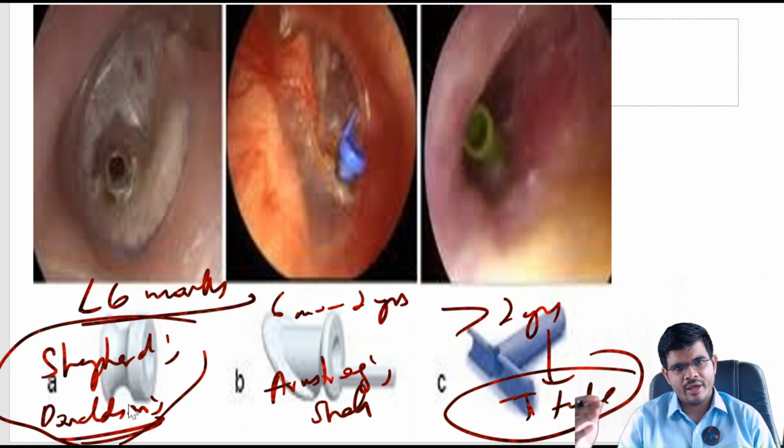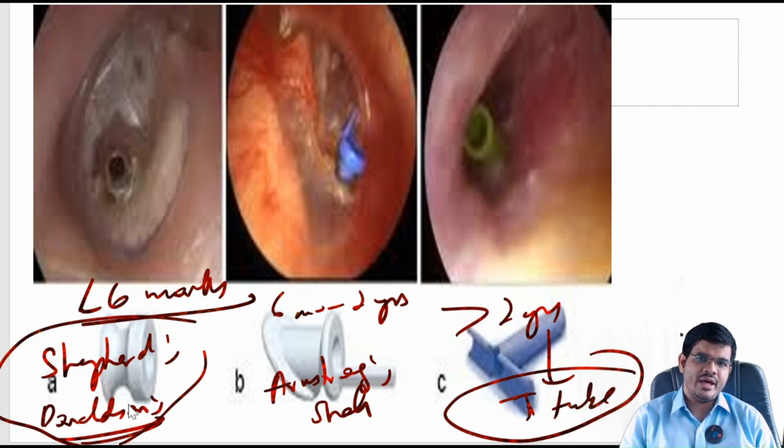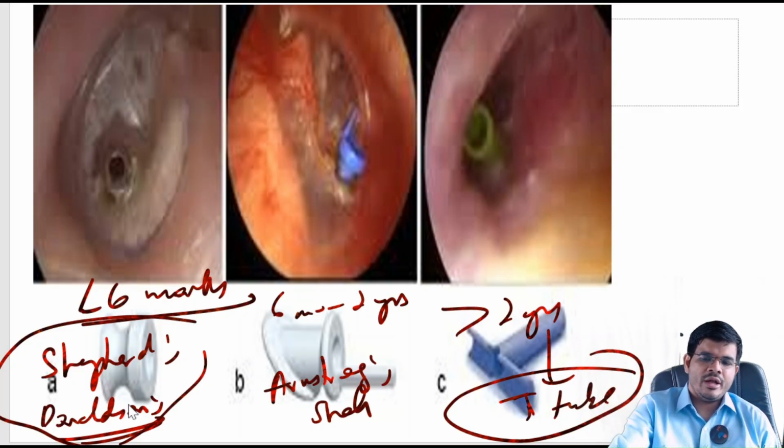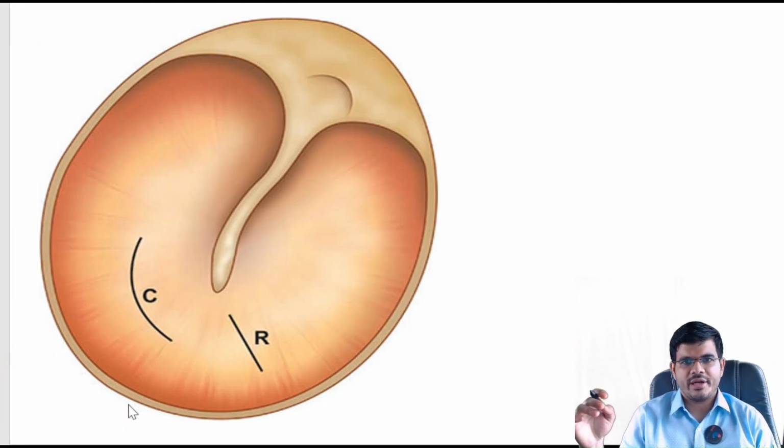for a myringotomy and grommet insertion along with the adenoidectomy. Adenoidectomy is the mainstay of treatment. Along with that, you will be doing this myringotomy with grommet insertion. Okay. Now, what are the types of myringotomy that are done?